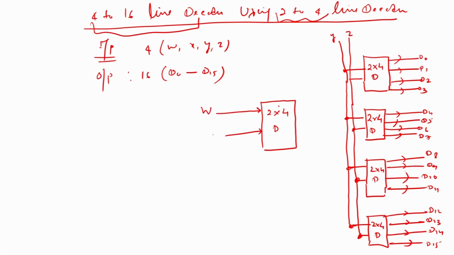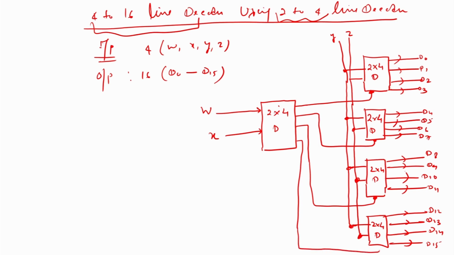W and X, and if we want, then we take all the decoders with enable input, and if not, then simply decoders with enable inputs. That means there are 4 outputs: one output is connected from here, another output is connected as the enable input of this decoder, another output of this decoder is connected as the enable input of this decoder, and another output is connected as the enable input of this decoder.